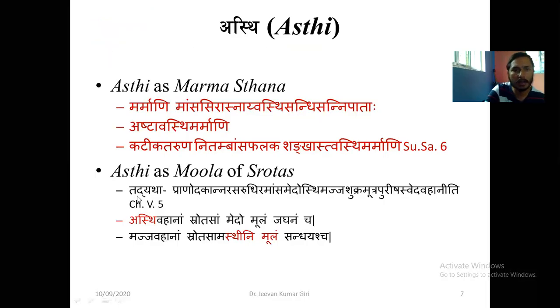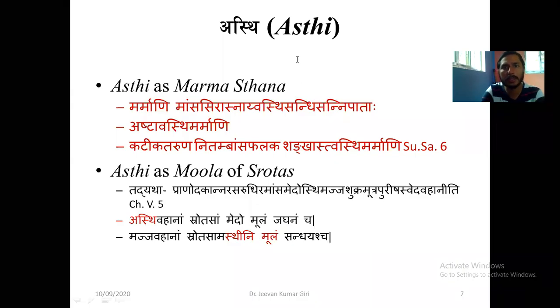Now see here in the above sloka: Tadatha Pranaudakanna Rasa Rudhira Mamsa Medo Asthi Majja Shukra Mutra Purisha Sweda Vahani iti. So see here, Charaka has mentioned the 13 Srotas here. Out of these 13 Srotas, you can write in a sentence, Charaka has mentioned the 13 Srotas. Out of this, one of the Srotas is the Asthi Vaha Srotas. I will write for you.